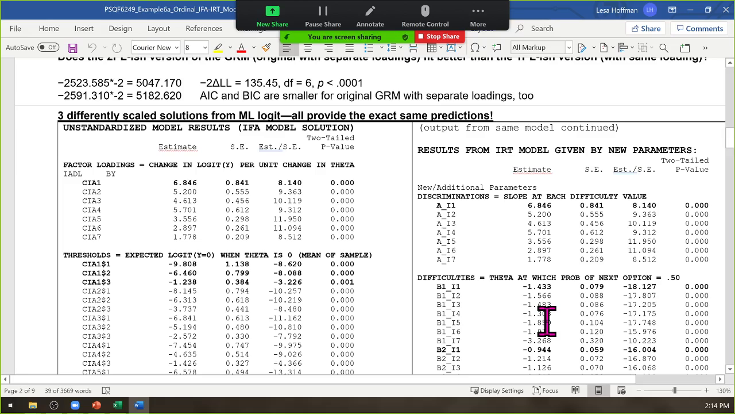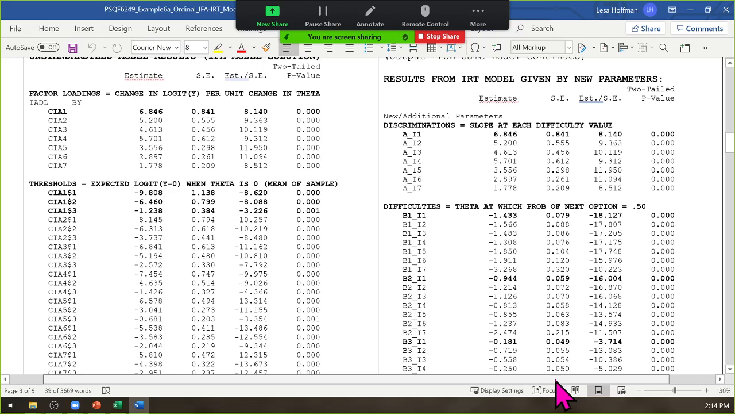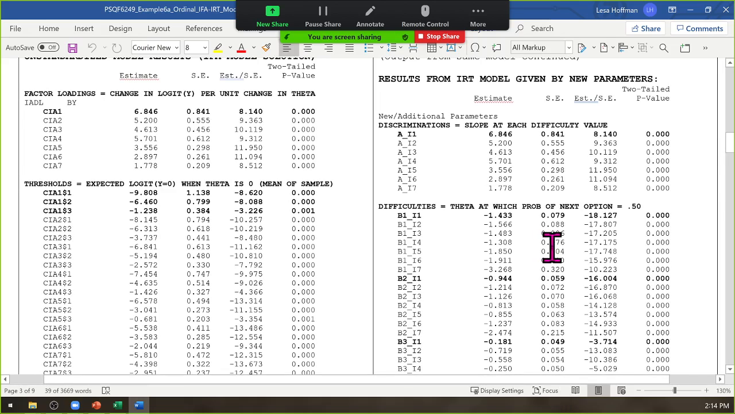For binary items, it automatically gives you the A's and B's that go with the IRT version of the model, whereas for ordinal data, it does not. I don't know why that is, but it's still the case in the current version of M+. So I wanted to give you a means by which to get them, that way you can get the standard errors that go with them.